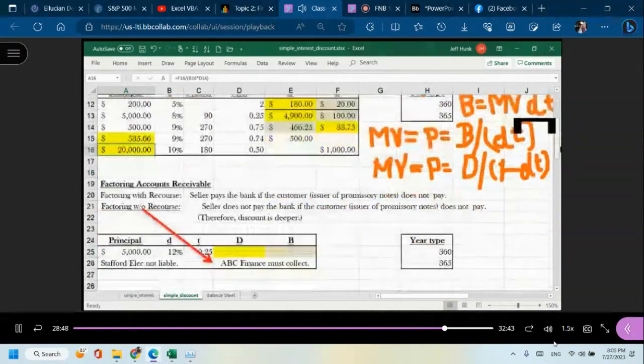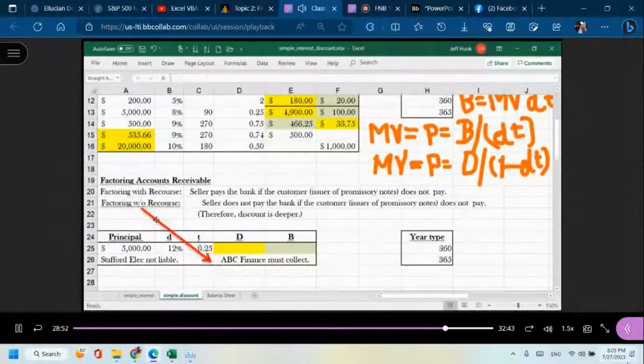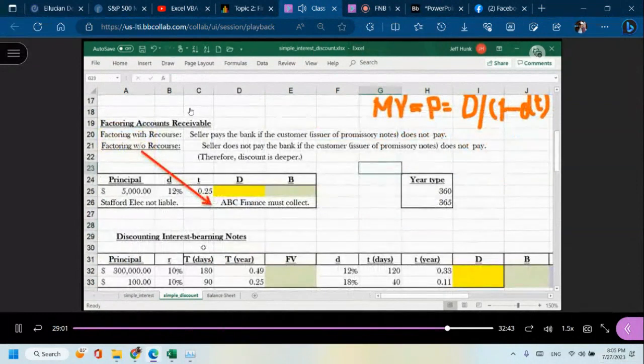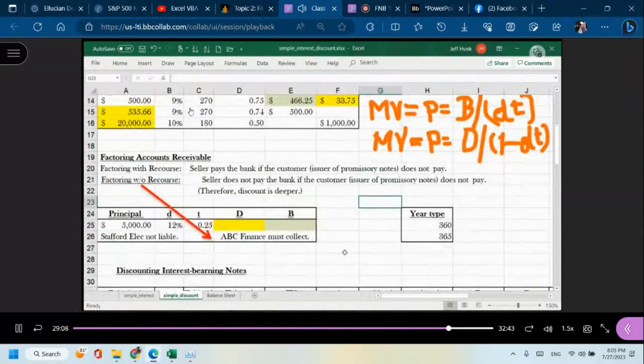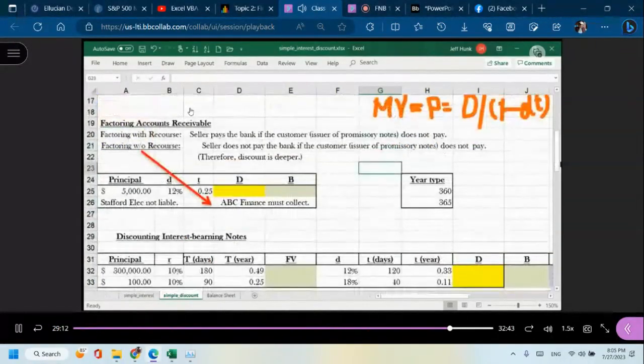Now, next, we are going to discuss discounting interest-bearing notes, but it will take some time to do this. It's just an extension of this, so it's not that difficult, but we don't have enough time for that, so it will have to be the next video. But before we go, let me explain.